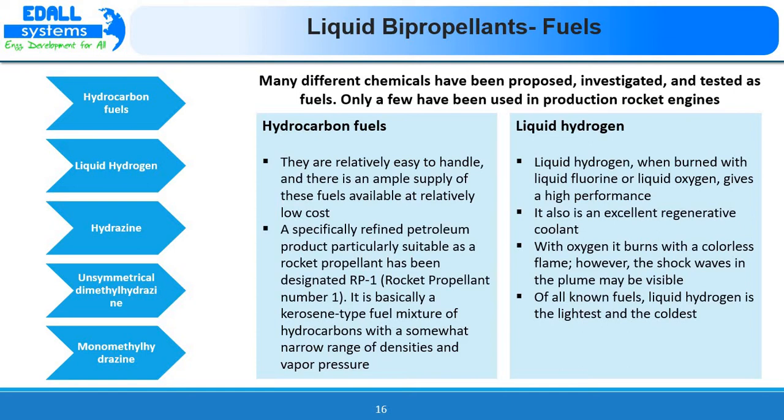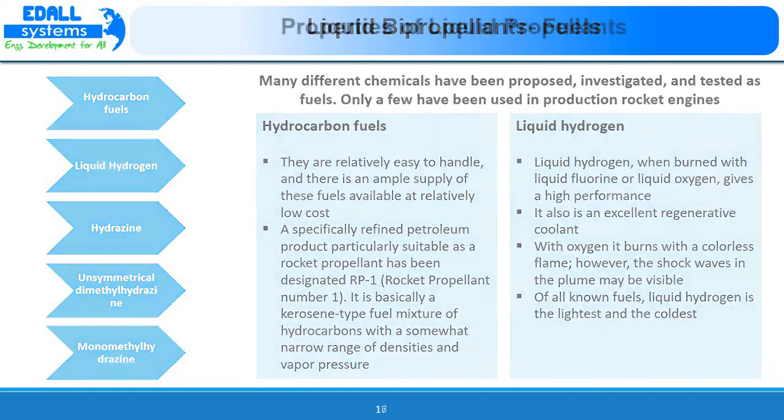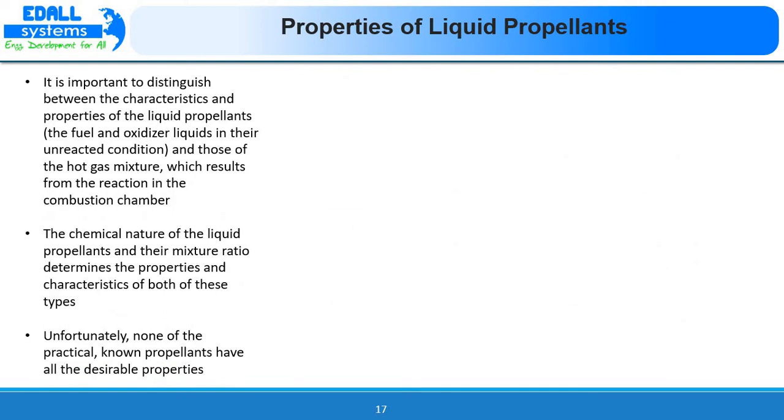Of all known fuels, liquid hydrogen is the lightest and the coolest. We'll see why these properties are more important for some of the fuels and oxidizers in the next slide, properties of liquid propellants. It is very important to distinguish between the characteristics and properties of the liquid propellants, the fuel and oxidizer liquids, in their unreacted condition when stored in the propellant tanks, and those of the hot gas mixture which results from the reaction in the combustion chamber.